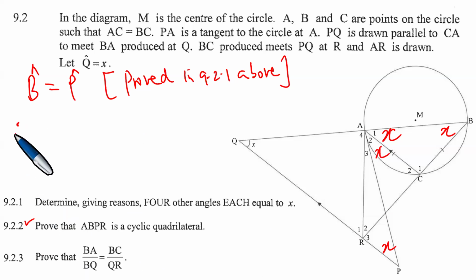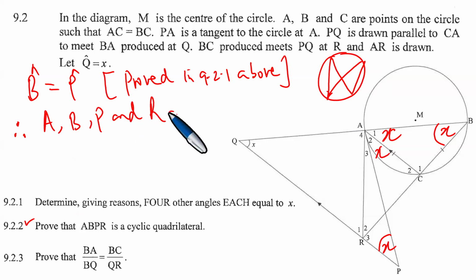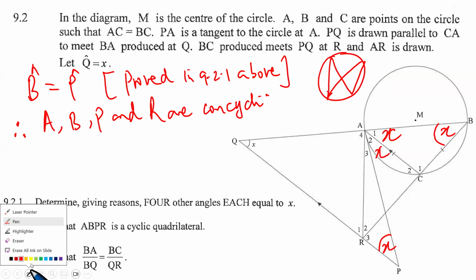Moreover, therefore, if this one is equal to this, then this shape resembles a bow tie. Angles in the same segment theorem. As a consequence, we therefore can say A, B, P, and R are concyclic.